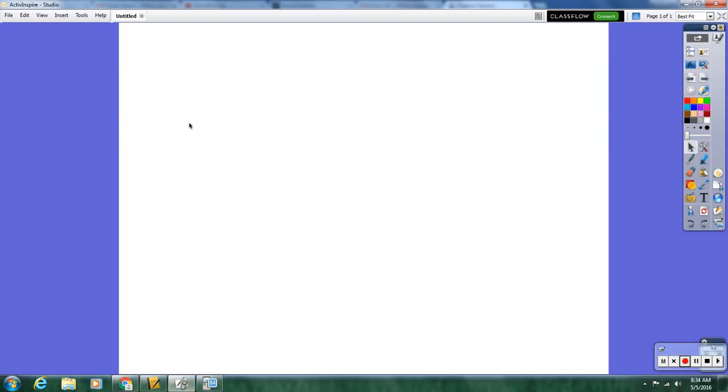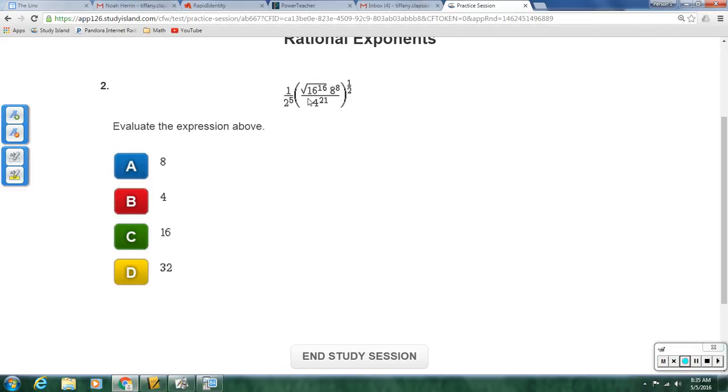Okay, so we've got originally, I apologize, this writing's not gonna be the greatest while I'm sitting over this mouse, but instead of having to go back and forth, so 1 over 32. Alright, so now, the square, so do parentheses, and somebody do the square root of 16 to the 16th power, times, and then somebody do 8 to the 8th, and then somebody do 4 to the 21st power.